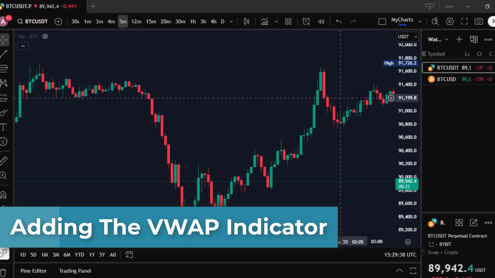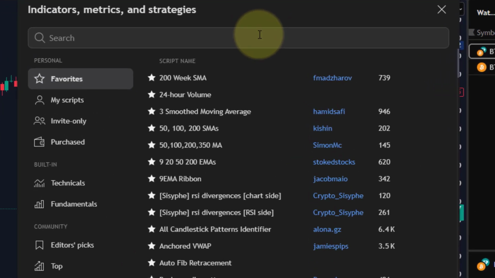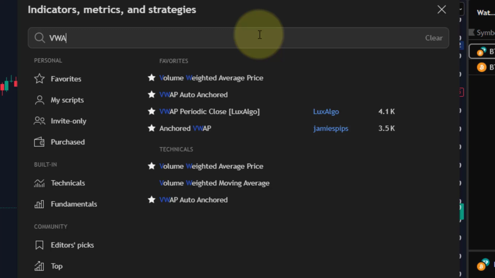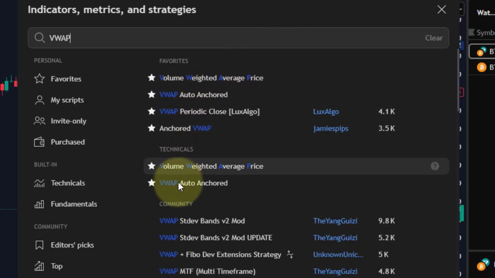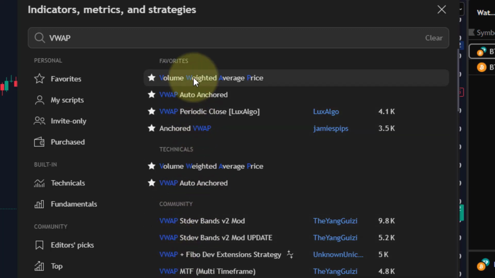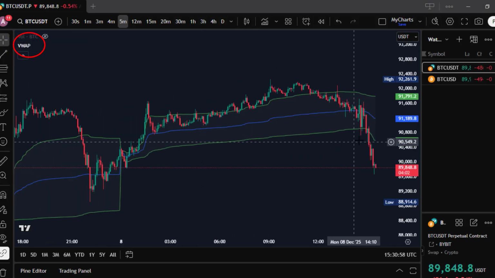Adding the VWAP indicator. Here, I have opened TradingView. Click on the indicators icon, then type VWAP. This is the one we are going to use. Volume Weighted Average Price, the official VWAP indicator from TradingView. There are many VWAP indicators uploaded by different traders, but the one I backtested is the official VWAP indicator from TradingView. So let's select that. Now you can see the VWAP indicator added to the chart.